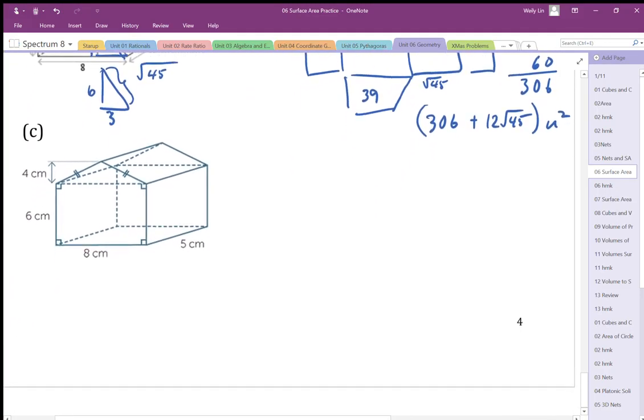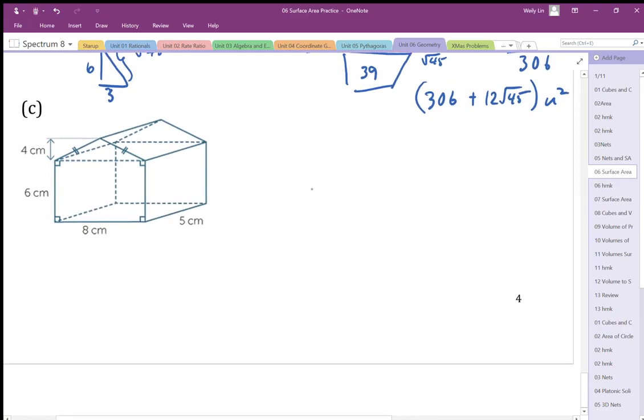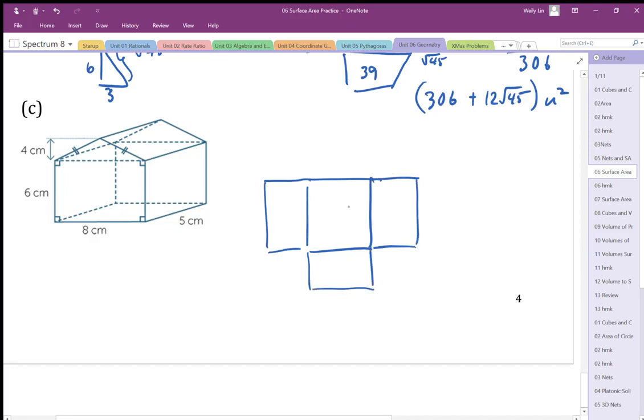The last one here is this little house shape. So we need to make sure we have, again, all the surfaces. Going around the outside, I have 1, 2, 3, 4, 5 surfaces. Front and back is 7. Okay, they're all pretty nice surfaces. They're rectangular surfaces.